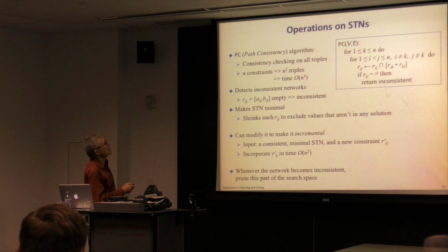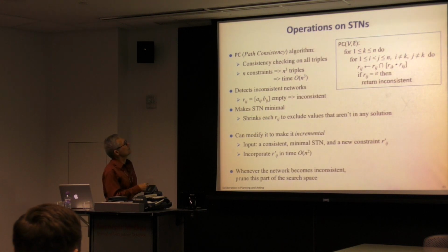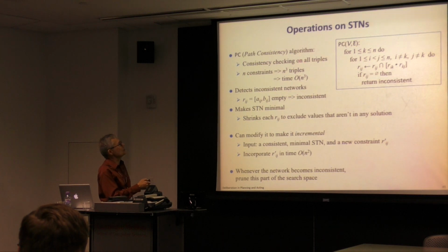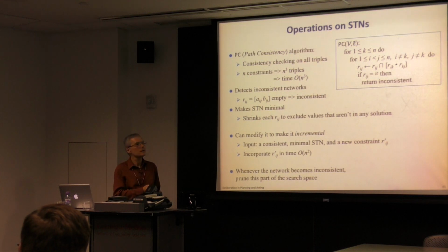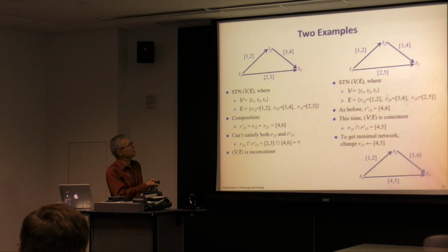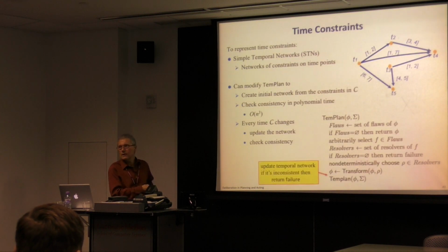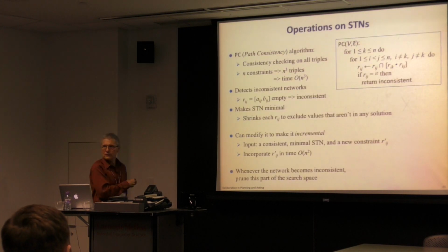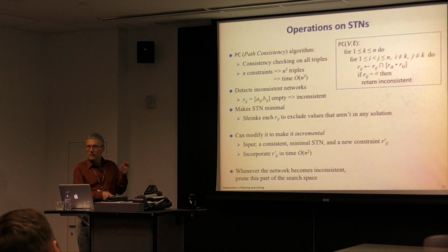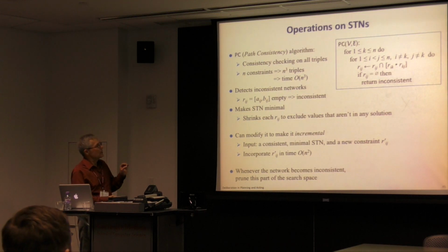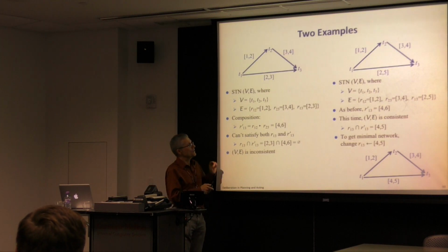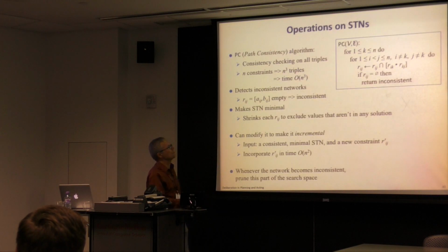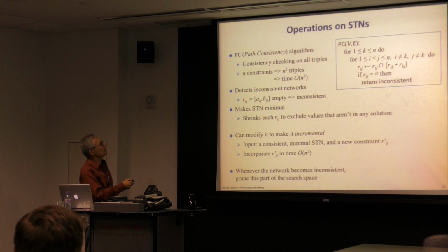So there's an algorithm for doing this, the path consistency algorithm. It basically does consistency checking on all triples in a network. If you have a network that's more complicated than this, you could get to much more complicated things than that, and just run this on all triples. It does that same computation that I just showed you, computing the composition and then the intersection on all of these triples. Either it will detect that the network is inconsistent, or it'll make it minimal.